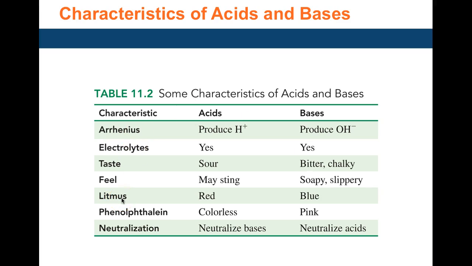They turn these colored dyes like litmus and phenolphthalein different colors. So litmus is red in acid, it's blue in base. Phenolphthalein is colorless in acid and pink in base. And then, of course, they can neutralize each other. All right, so acids can neutralize base, and base can neutralize the acid.